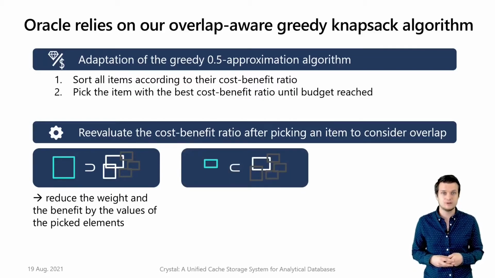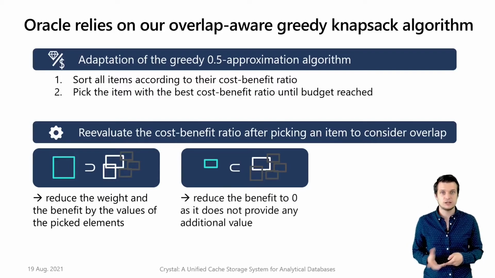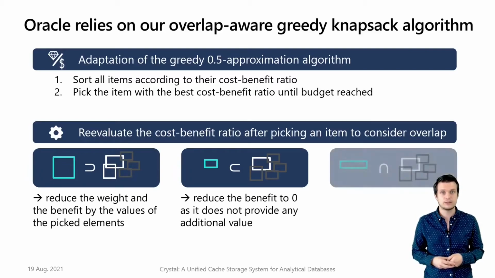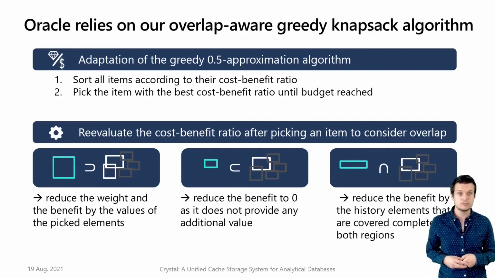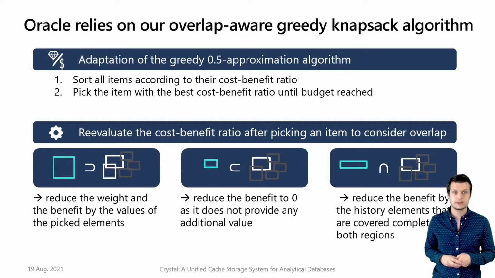What happens if my candidate is a full subset of something within the cache? Then we can reduce the benefit to 0, because this doesn't allow us for any additional value. And lastly, it can happen that we have a partial overlap with some elements within the cache, so an intersection. There, we reduce the benefit by the history elements that are covered completely by both regions.